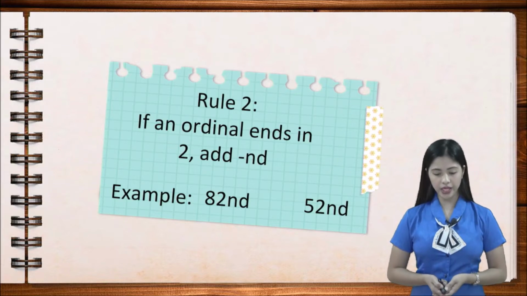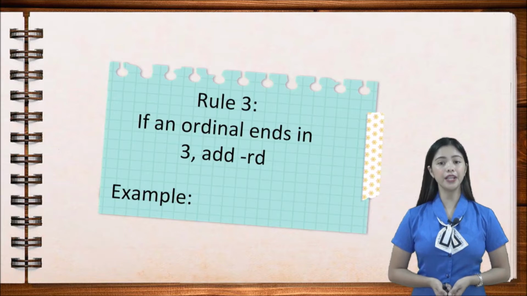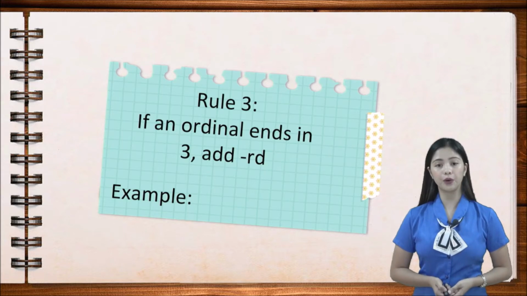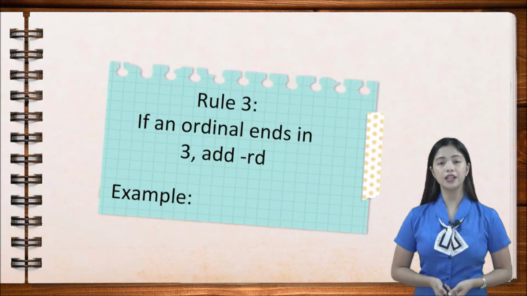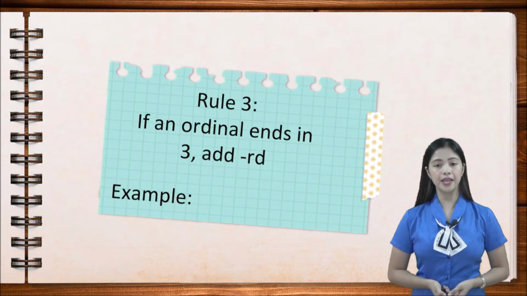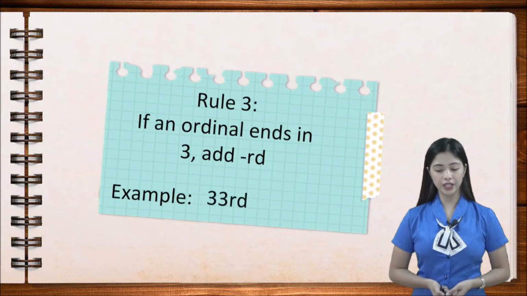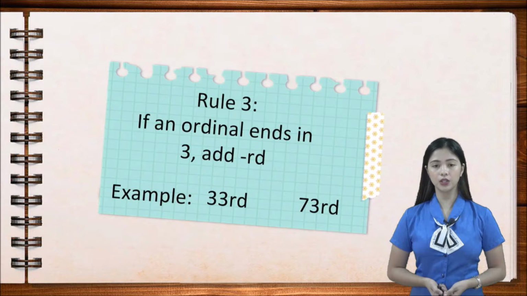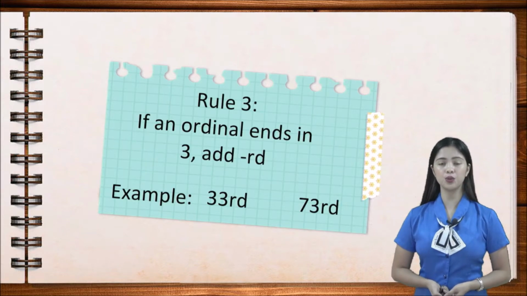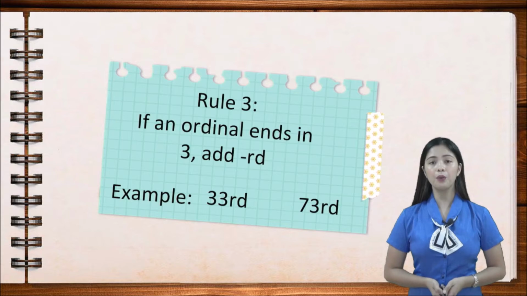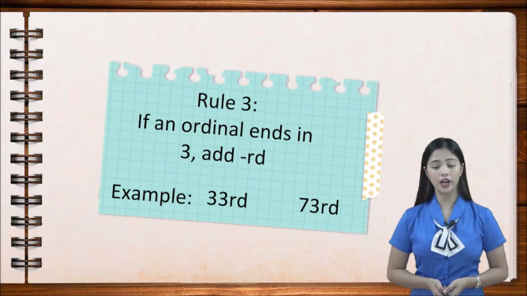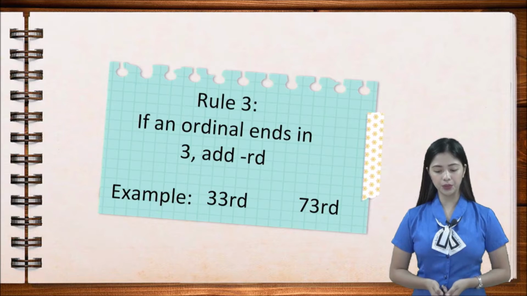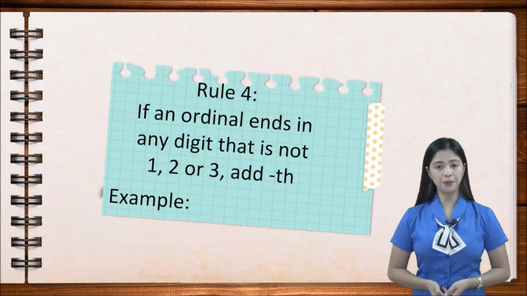And rule number 3: if an ordinal ends in 3, add RD. For example, we have 33rd and 73rd. As you can see, because these two numbers end with 3, we add the two letters R and D.